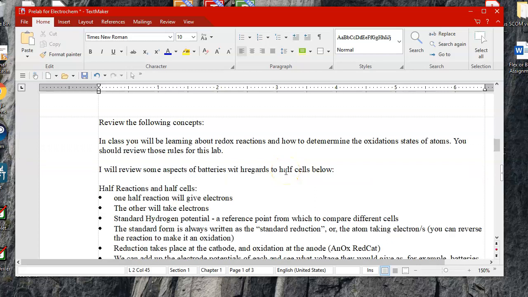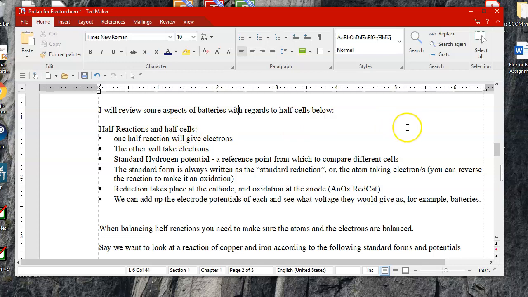On a couple of notes, you should go ahead and review the determination of oxidation states and some other things that you probably are already learning about in class. But it'd not be a bad idea to go ahead and review them. I'm not going to do that in this pre-lab lecture. And then you probably are also learning about redox reactions. I guess you could say I'm going to go over a little bit about that because I'm going to go over some information about half cells.